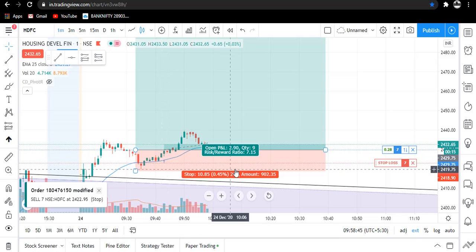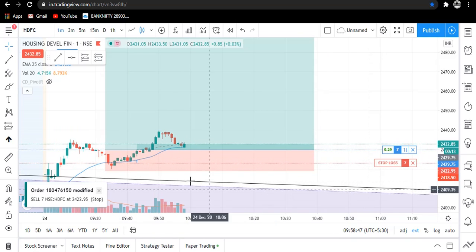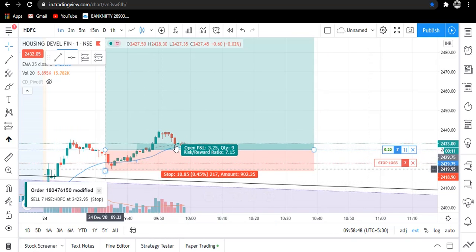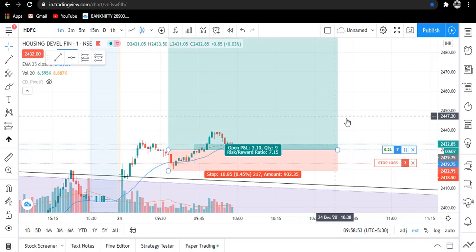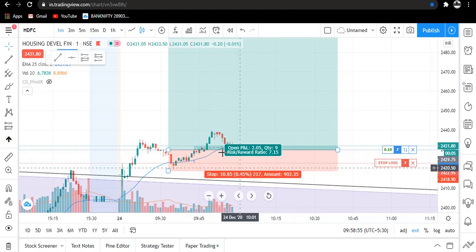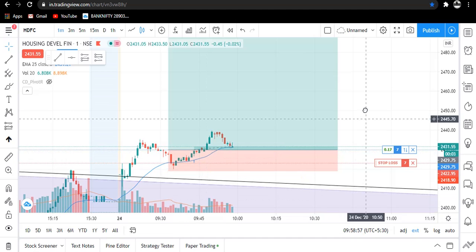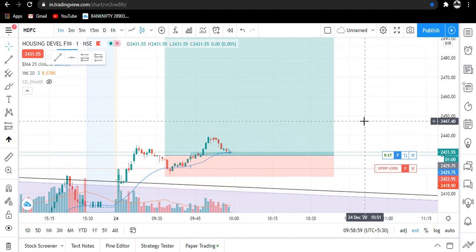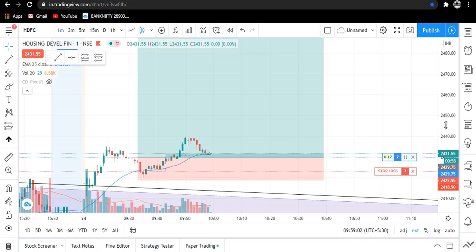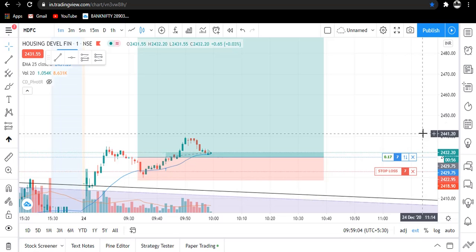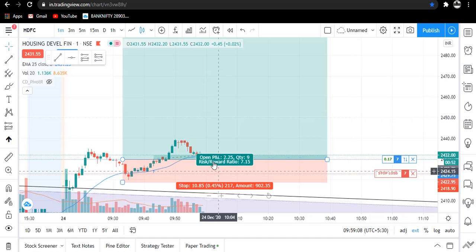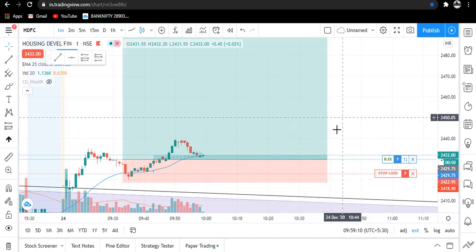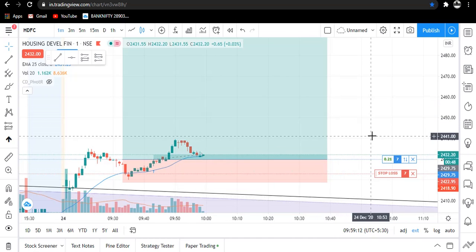So traders, we have now trailed our stop loss to this swing low, which is in the 1 minute time frame. So if price breaks this, there are chances that the momentum will be reversed for the downside. So why should we book more loss? Okay traders, so now the trade is going on, and if price now goes upside, I will trail my stop loss to our cost price.